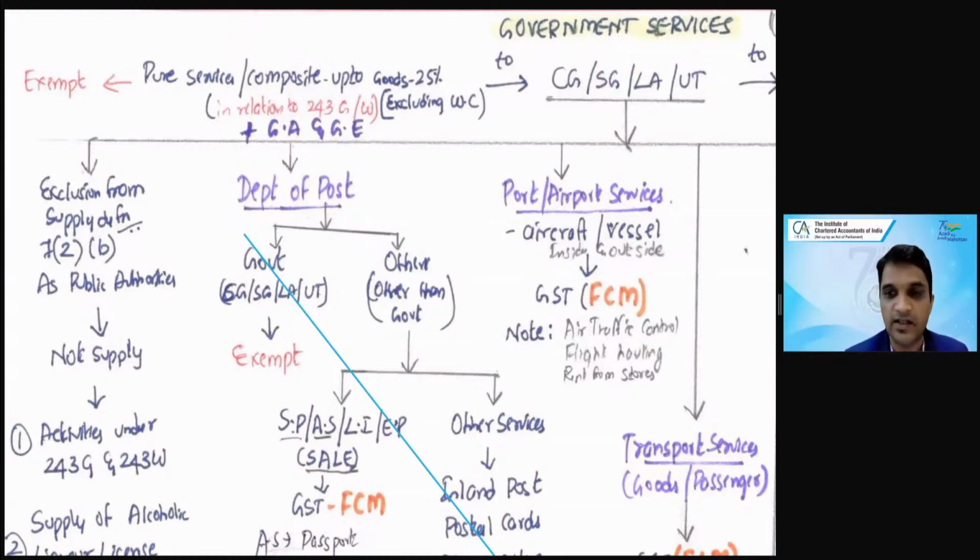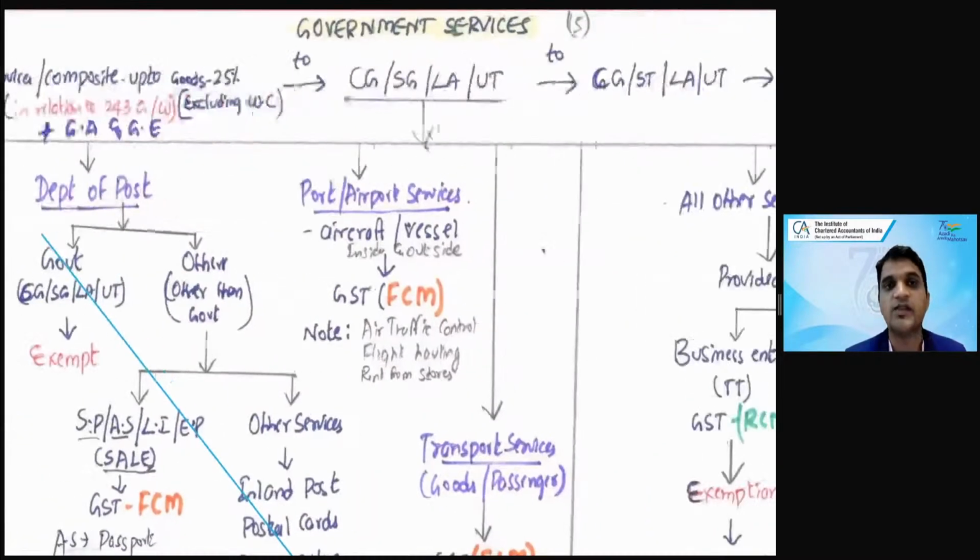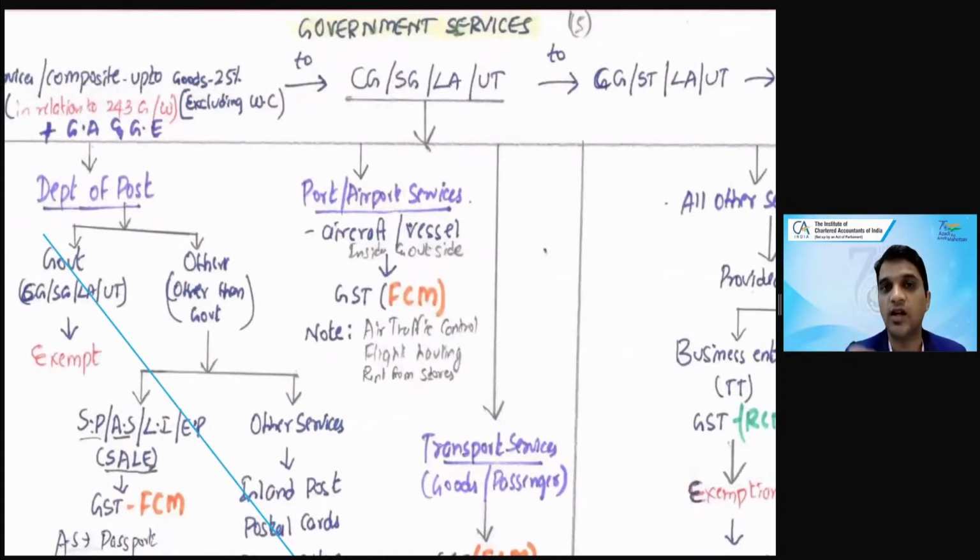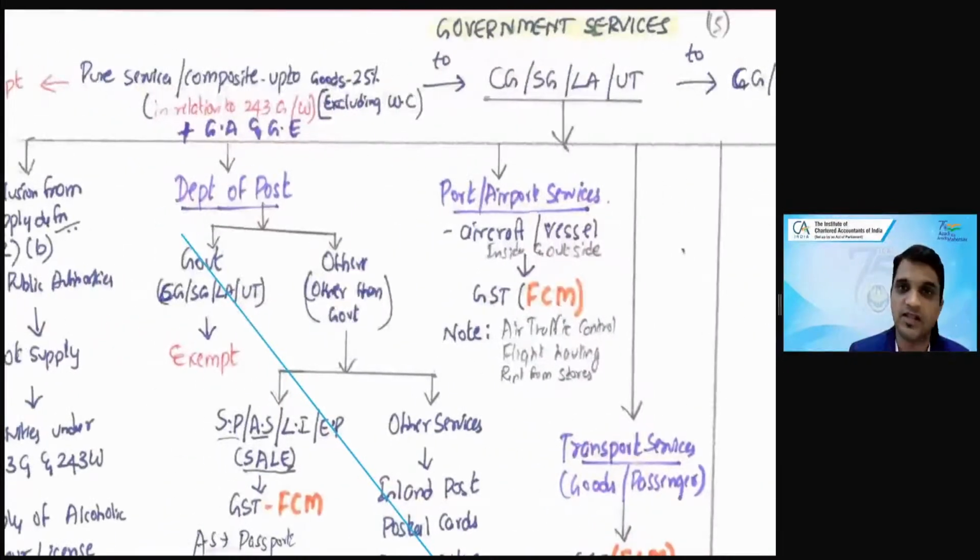So, these are all the services of a panchayat in case of rural areas, and in urban areas, you will have the municipality services. So, when you are providing services to a municipality or a panchayat, then pure services, that is 100% service, no goods, or a composite where 25% is goods involved, if a private party is providing to the central government, state government, local authority, or union territory, then it will be exempted. So pure services is exempted. That is point number one.